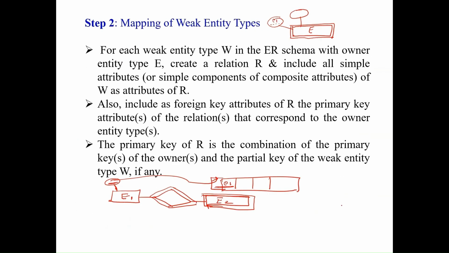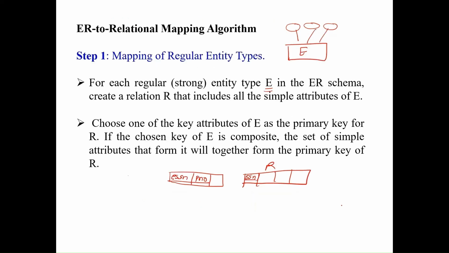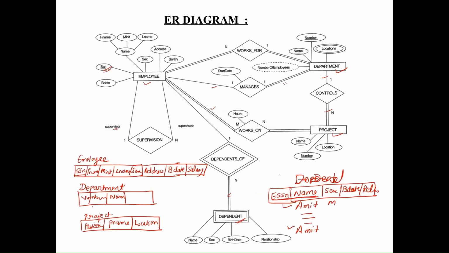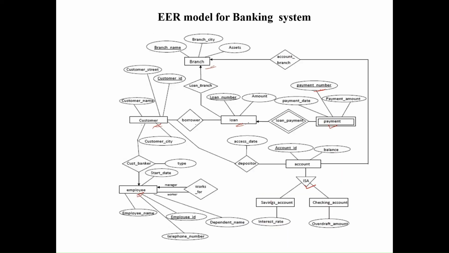So here it says: for each weak entity type W in the ER schema with owner entity type E, create relation R and include all the simple attributes of W as attributes of R. Also include as a foreign key attribute of R the primary key attribute of the owner relation. So whatever I have added here, ESSN, is the foreign key which refers to the primary key of this employee. In this way there is a connection. This is for the second rule, weak entity.